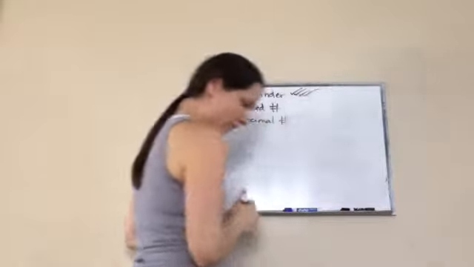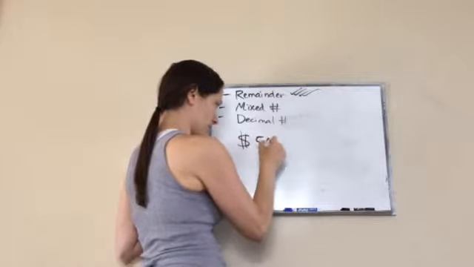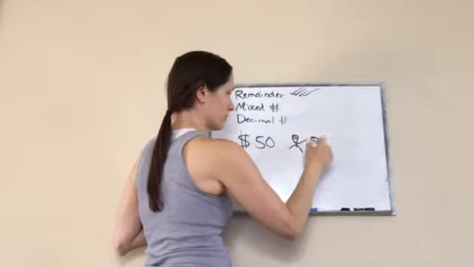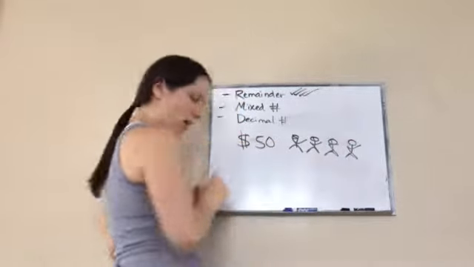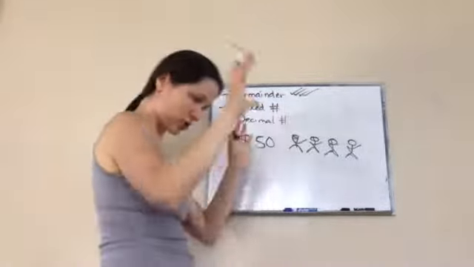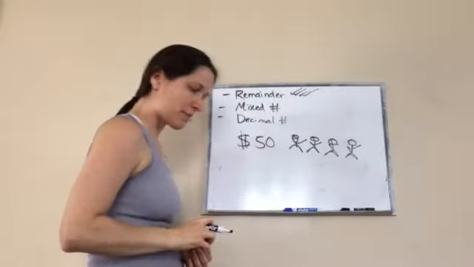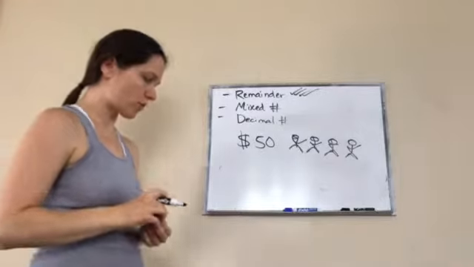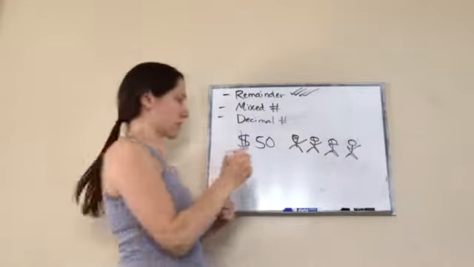All right, last one. 4 workers were paid a total of $50. So I have 4 people. They got a total of $50 between the 4 of them for cleaning a yard. If the workers divide the money up equally, how much money will each worker receive? Divide 50 by 4. Very good.